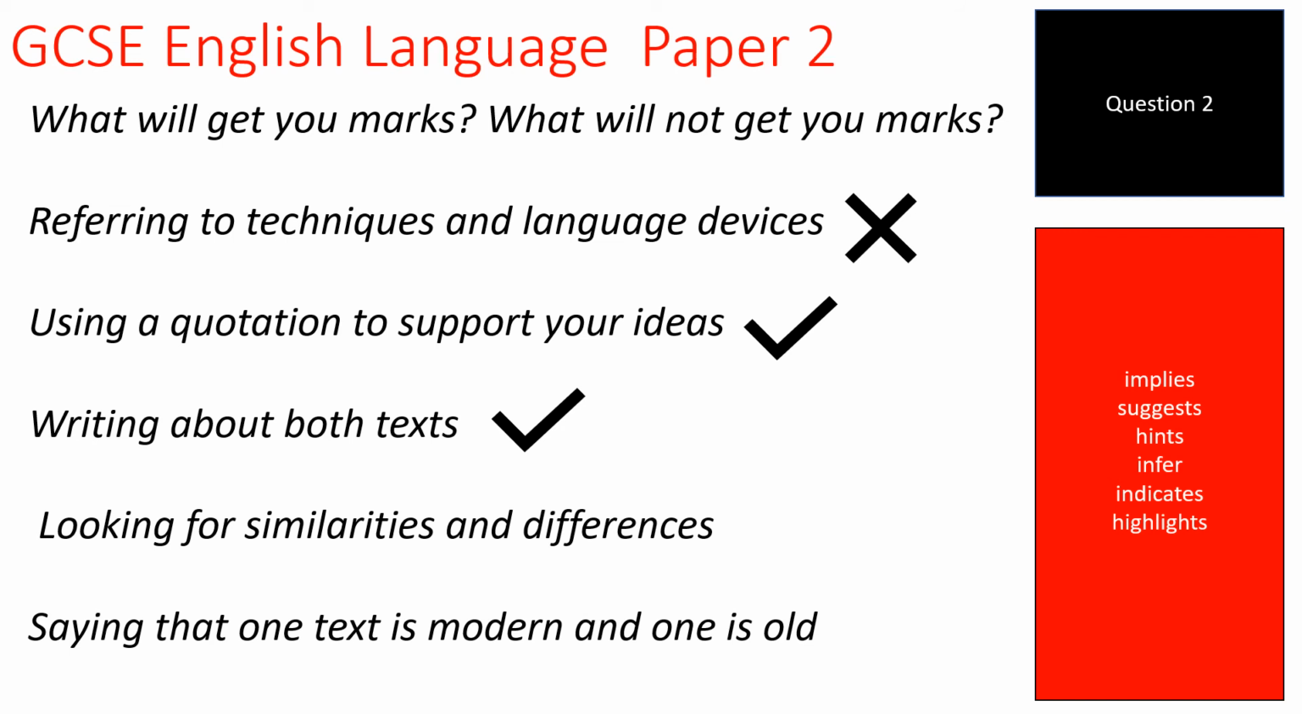Writing about both texts. One of the things that examiners will look to see is that you've covered both texts, and you are penalised, meaning that you'll get less marks if you only write about one text. So you need to make sure you write about both source A and source B. That's either a paragraph for source A or a paragraph for source B, or you could do that where you link them both together.